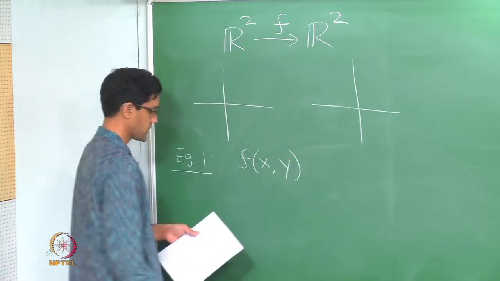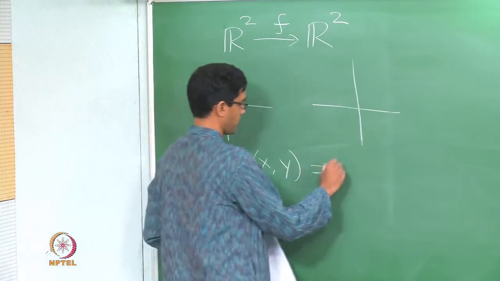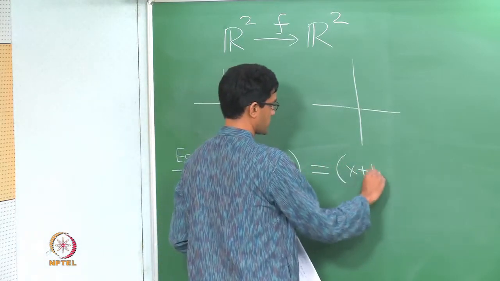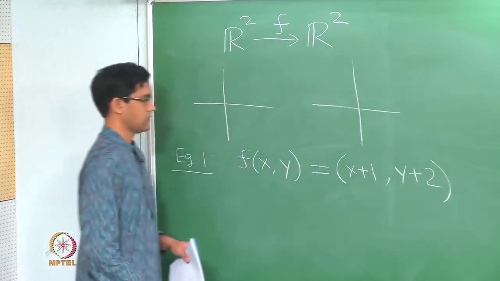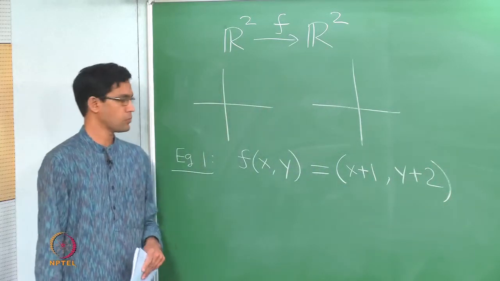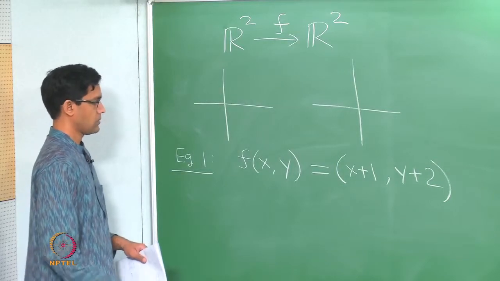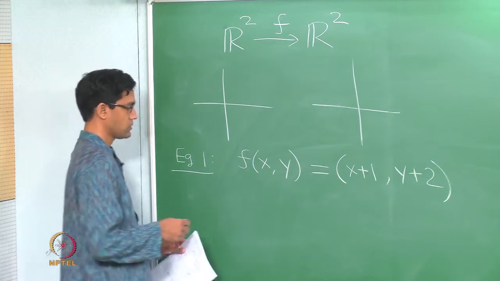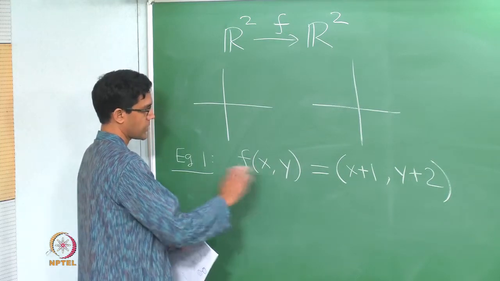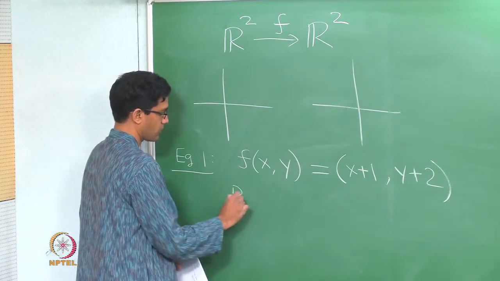So, let us take the first example to be the function f of x y equals x plus 1 comma y plus 2. Okay. Now, let us try and picture this function, try and understand what it does. So, typically how does one want to understand functions from R2 to R2?